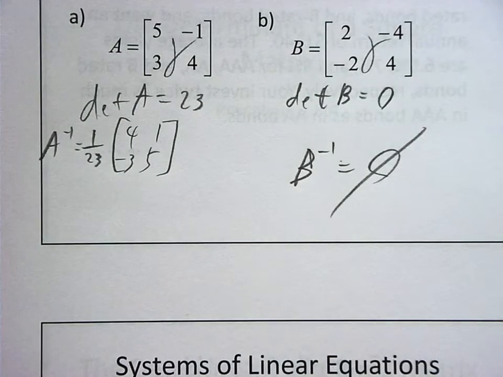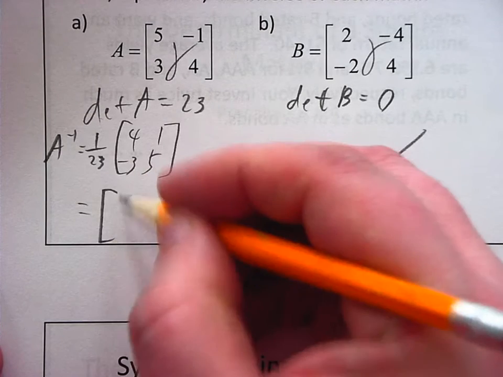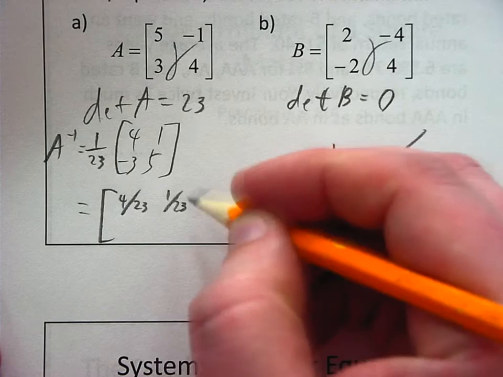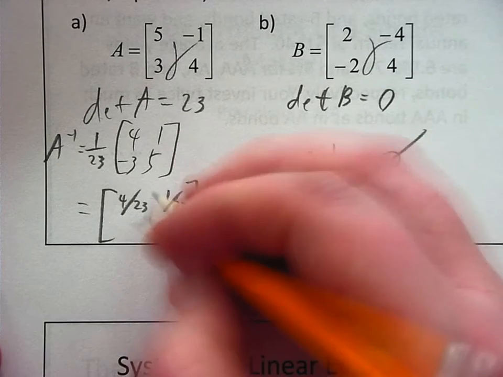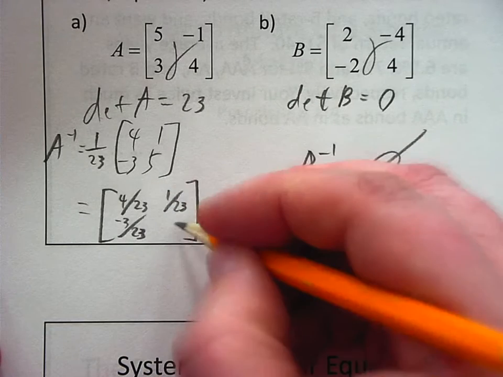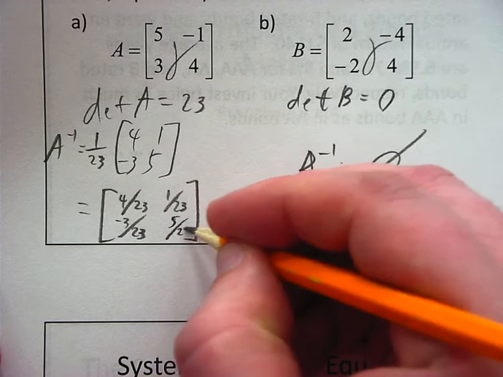And honestly, sometimes the book will leave it this way, sometimes they will simplify it. I would honestly just simplify it. If you're going to do more work with it, I'd probably leave it the way it was. If this was just the answer you're looking for, I would distribute it, because it's a scalar multiplier out front, so you just end up with that.